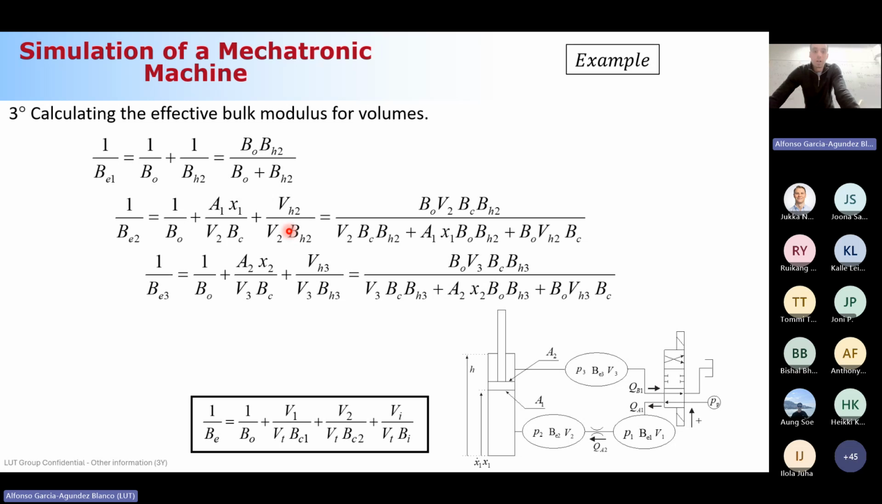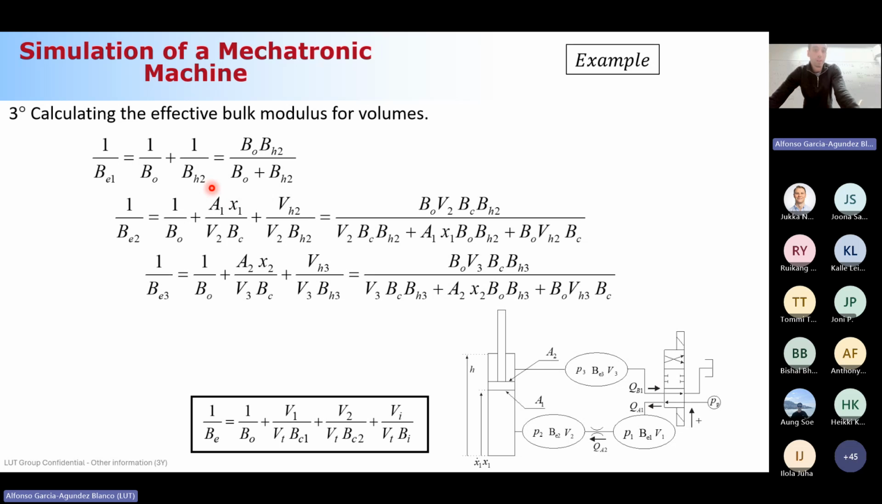Clear, no? This computation. Let's go now, for example, for the first control volume. In this case, do I have oil? Yes. Do I have a hose? Yes. Do I have a cylinder chamber? No. So I only have two terms. Very easy. The first term, 1 divided by BO. The second term would be again the volume of the hose divided by the total volume times the bulk modulus of the hose. But in this case, all the volume V1 is volume of the hose. So it's just 1 divided by BH.